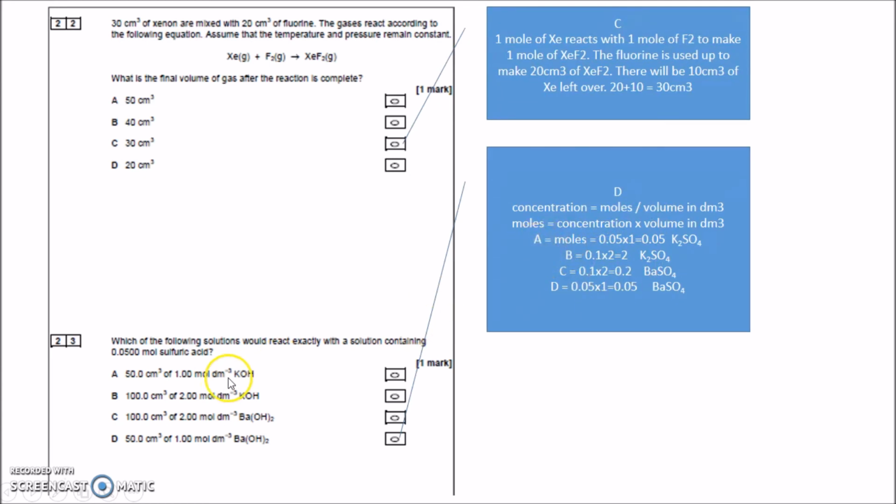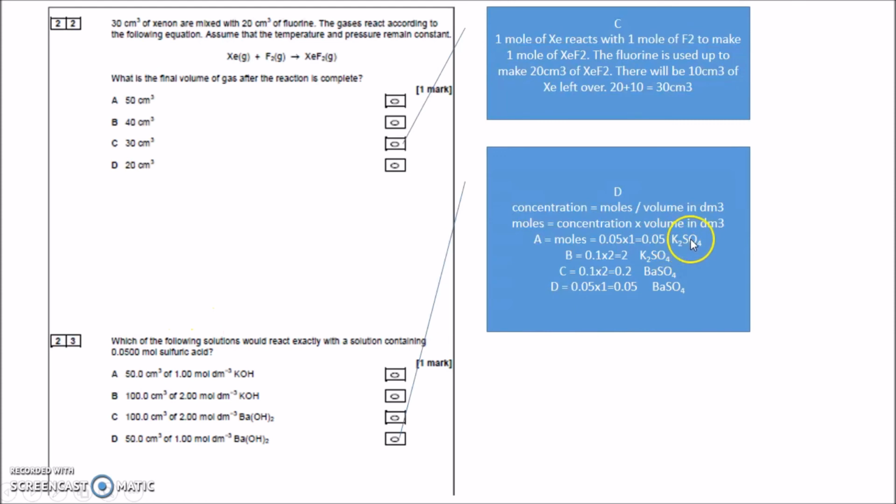So the number of moles of A is 0.05, number of moles of B is 2, number of moles of C is 0.2, and number of moles of D is 0.05. So if it's reacting 1 to 1, 1 mole of this reacting with 1 mole of this, then I'm looking for 0.05. 0.05 of barium sulfate, so this could be a possibility, or A is 0.05. So I could be looking at either A or D as a start. I need to know which one of these, barium hydroxide or potassium hydroxide, reacts in the ratio 1 mole of this to 1 mole of sulfuric acid.